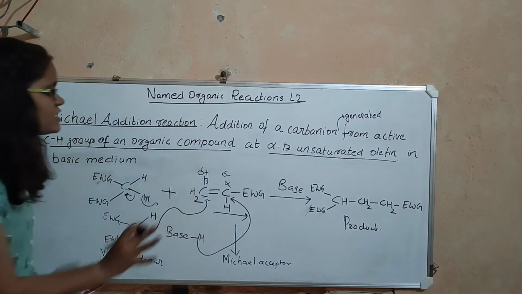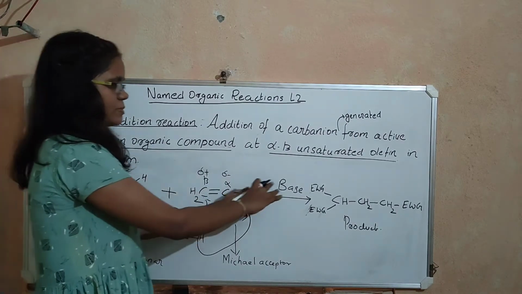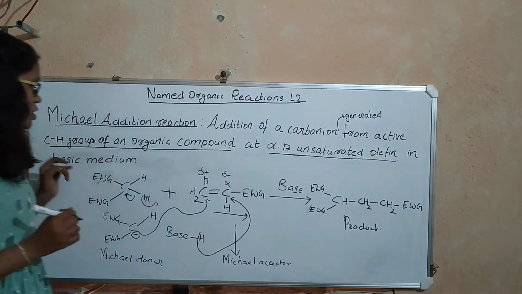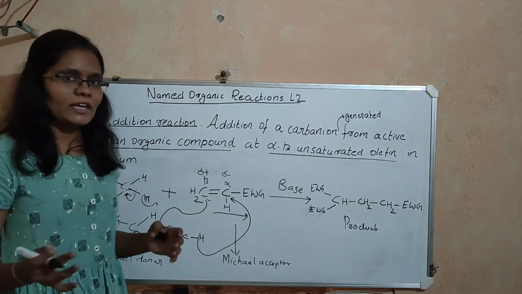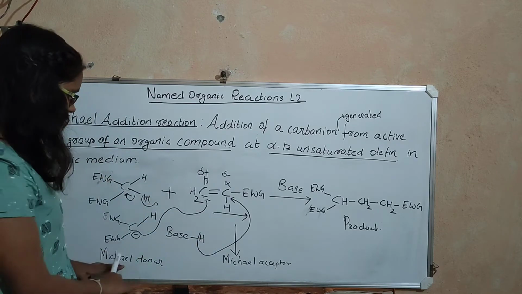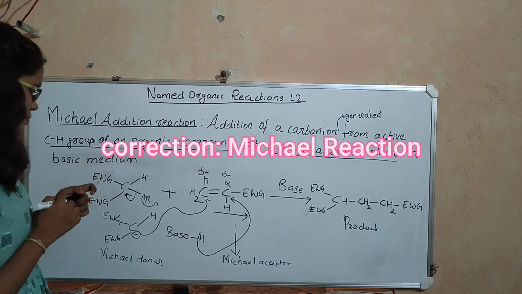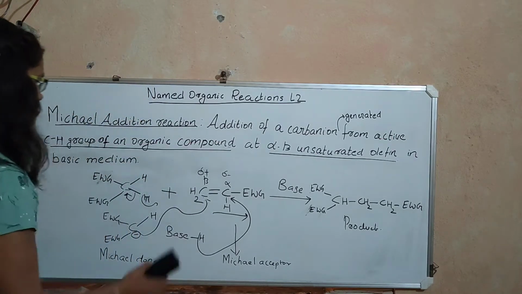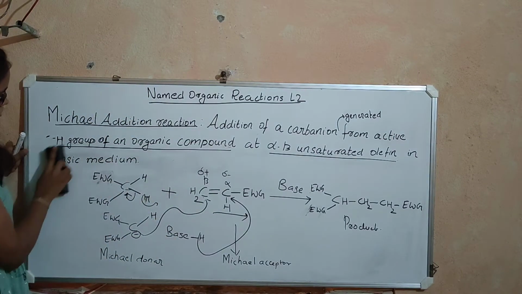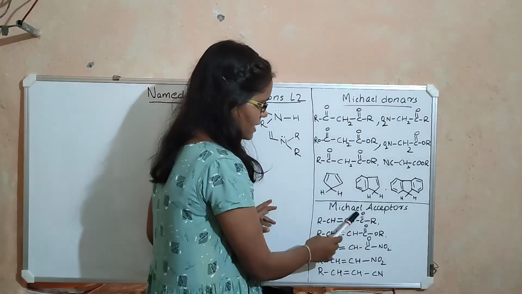So this Michael addition is nothing but the reaction between a Michael donor and a Michael acceptor in the presence of base. Okay. So let us list out all the compounds which can act as Michael donors and Michael acceptors and can undergo this Michael reaction. So here is the list of Michael donors and Michael acceptors.